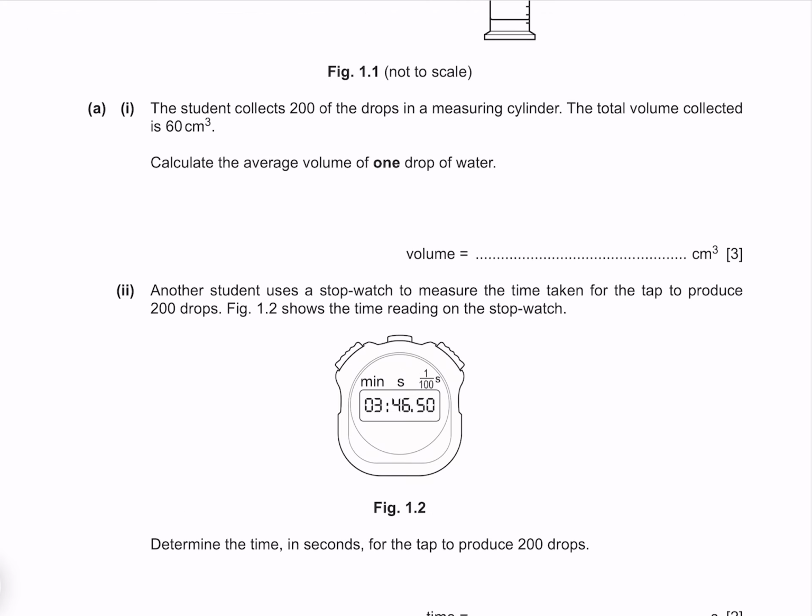The student collects 200 of the drops in a measuring cylinder. The total volume collected is 60 cm3. Calculate the average volume of one drop of water. To find our volume, we need to take our total volume of 60 and divide it into our 200 drops, which gives me 0.3 cm3.